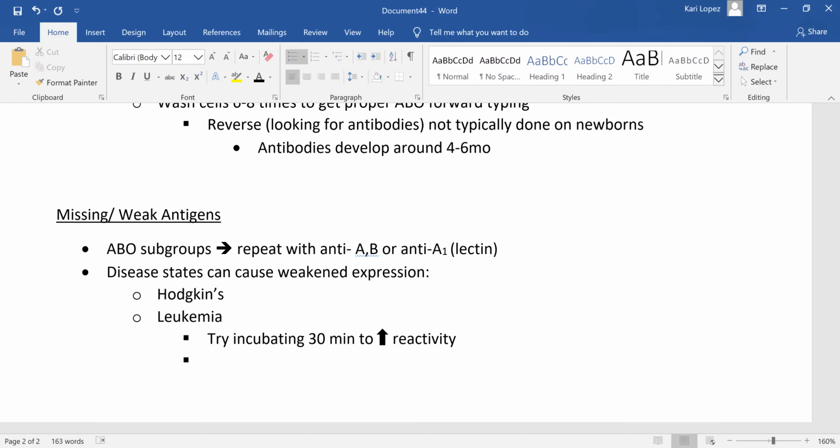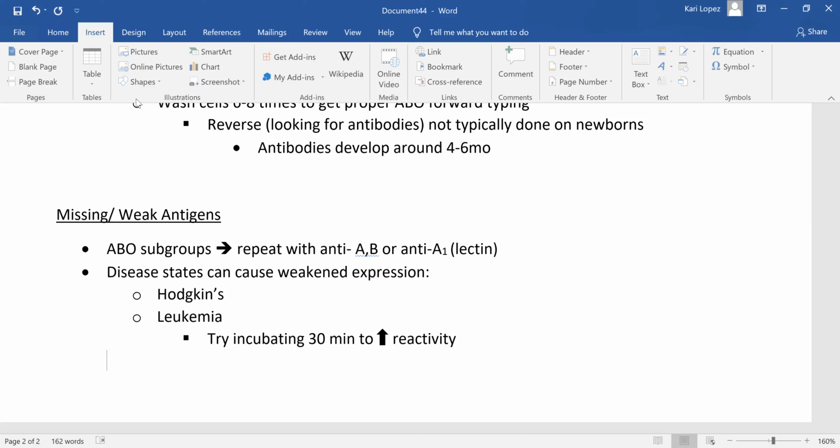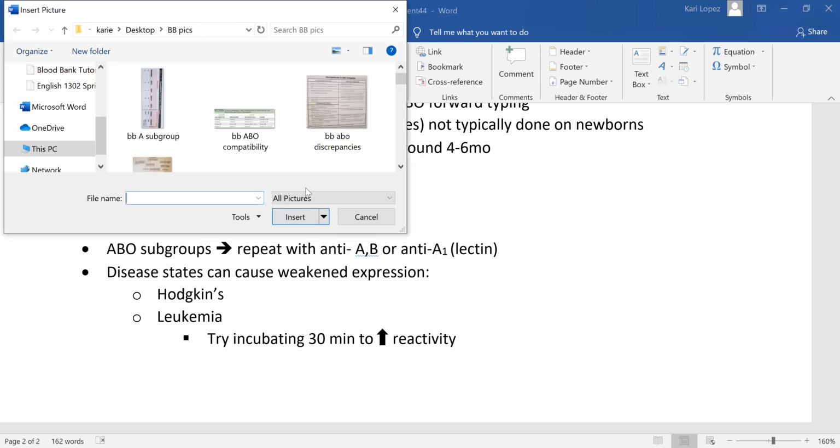So you can try incubating for 30 minutes to increase reactivity. And what was the other one? Was it young or old that you can try that to help? Old. Yep. So leukemia reaction.